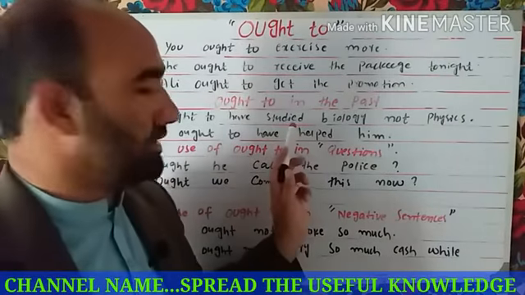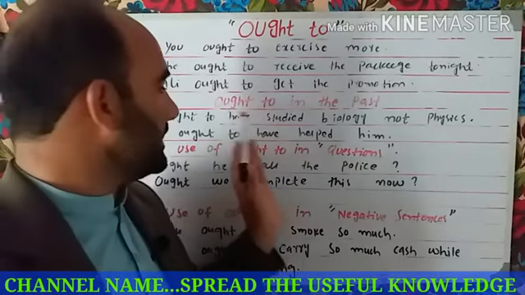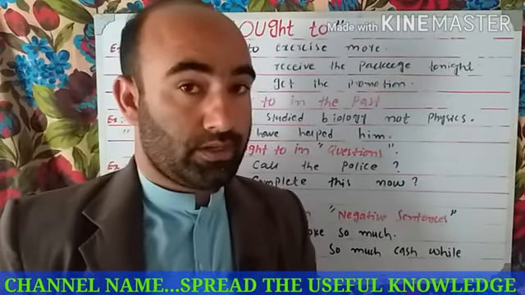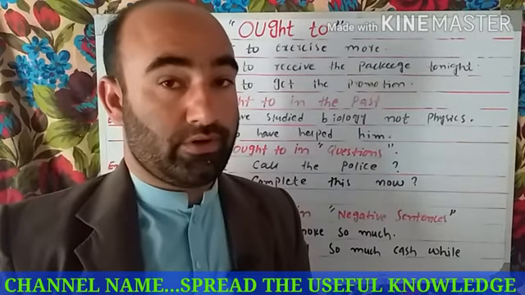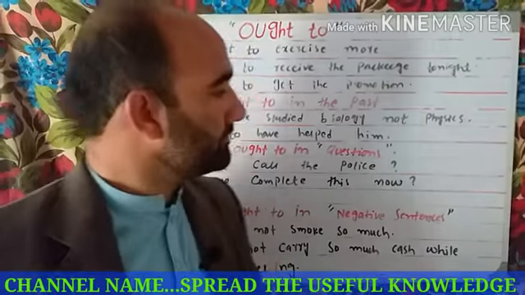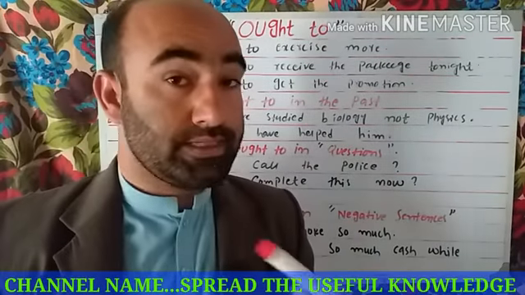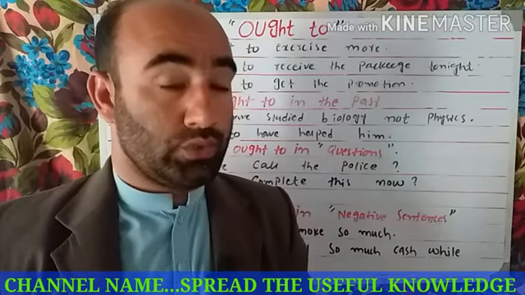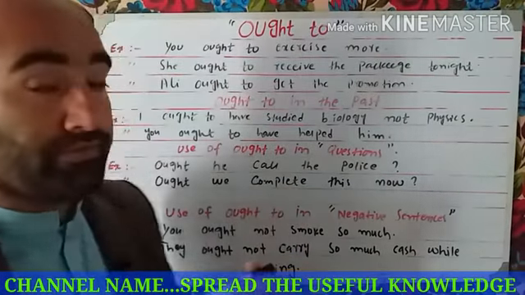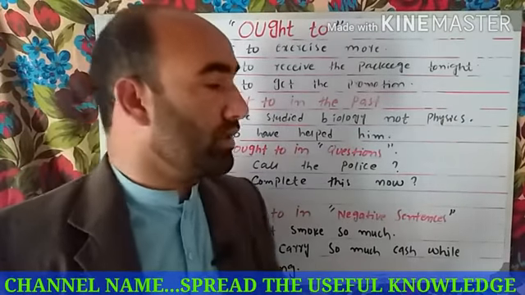I ought to have studied. Now look at here, we have used the third form of the verb. I ought to have studied biology, not physics. So it is a kind of regret. For regret we use ought to. Another example: you ought to have helped him, but you did not. So whenever we are regretting something, we use ought to plus the third form of the verb.